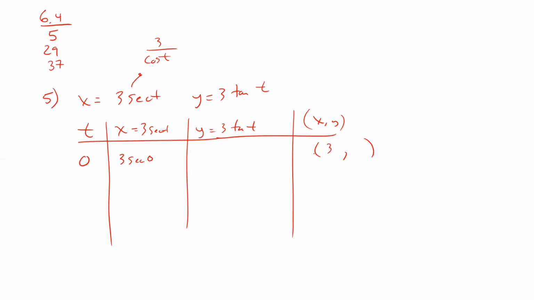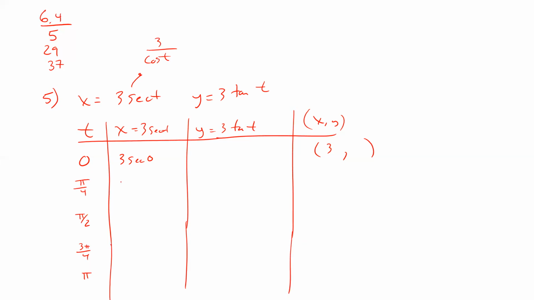1 times 3. In fact, maybe it's even easier just to do secant all the way down, right? Because then you can kind of get into the rhythm of it, and then go back and do tangent here. So pi over 3, 3 pi over 4, pi, and then we'll do the next one on the other list here.